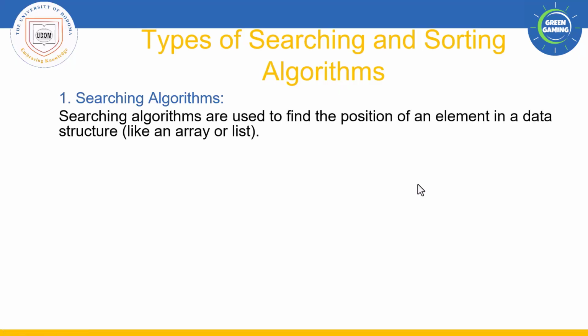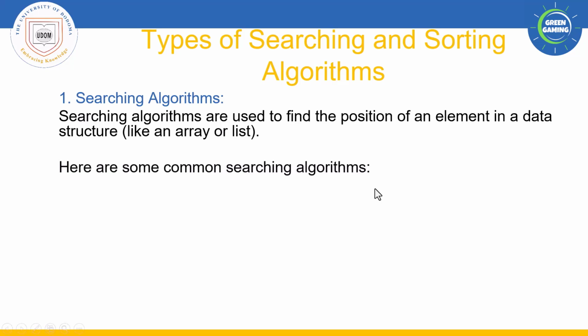Searching algorithms are used to find the position of an element in a data structure, be it an array or list, right? Or any kind of data structure. Also, there are different common searching algorithms. The first one is linear search.